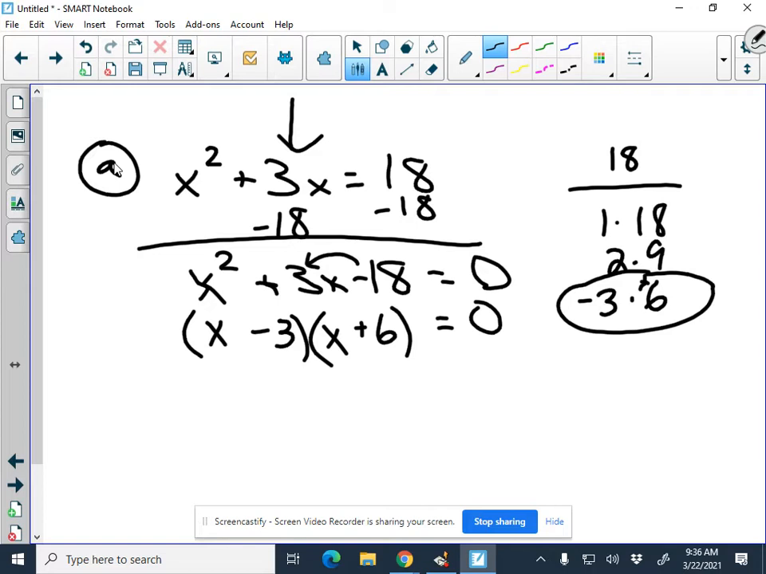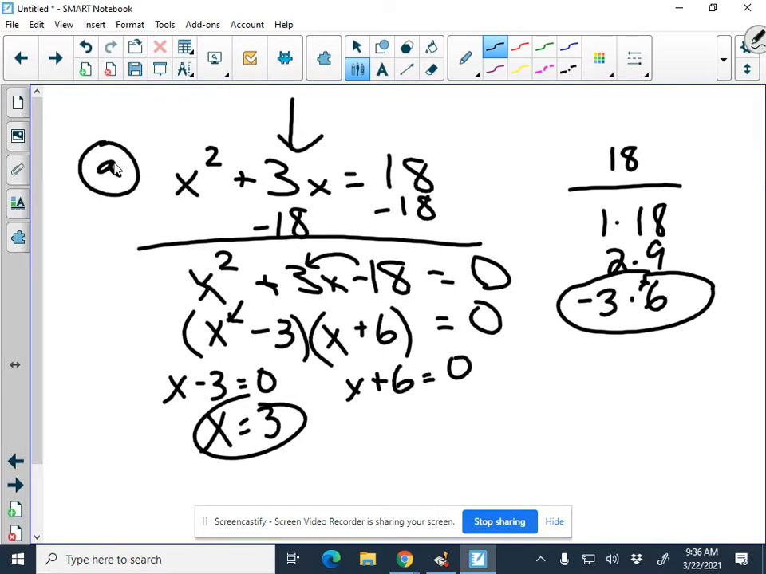So it's almost the answer, but now you have to finish it, and you take each of the factors. You go x minus 3 equals 0. We add 3, x equals 3. Because if I were to put 3 into here, it would make that turn into 0. That's the goal, to figure out which one turns into 0. x plus 6 equals 0, and x is negative 6.